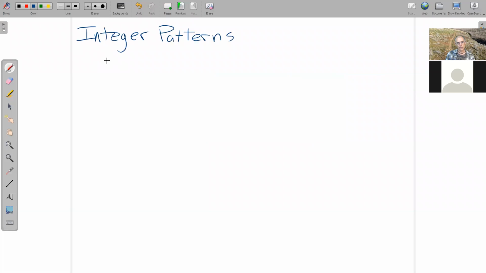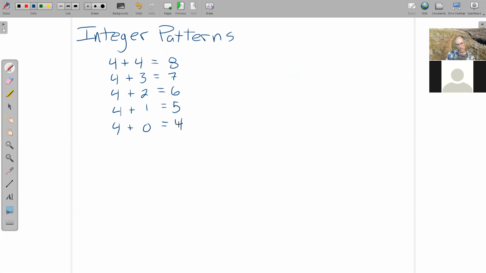So for example, I could start with a pattern like 4 plus 4, we love our doubles when we're doing math, is 8, and then 4 plus 3 is equal to 7, and 4 plus 2 is equal to 6. And so these are all pretty straightforward. And then it's going to get more interesting. 4 plus 0 is equal to 4.